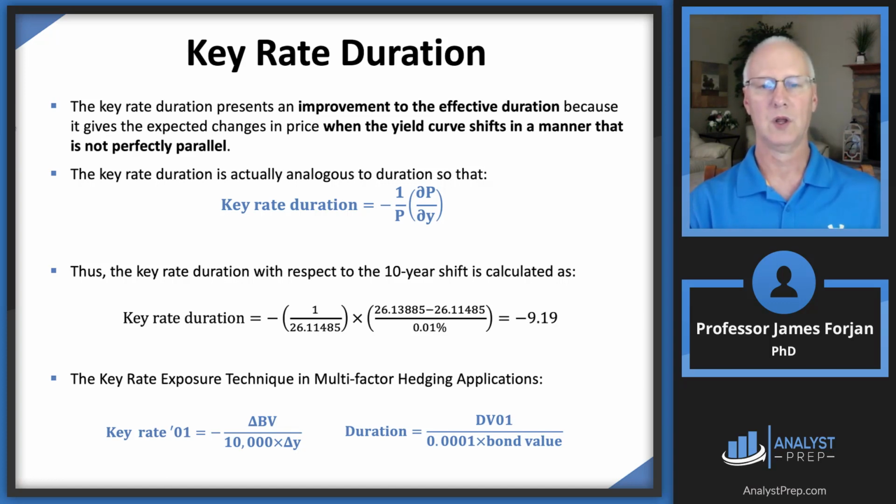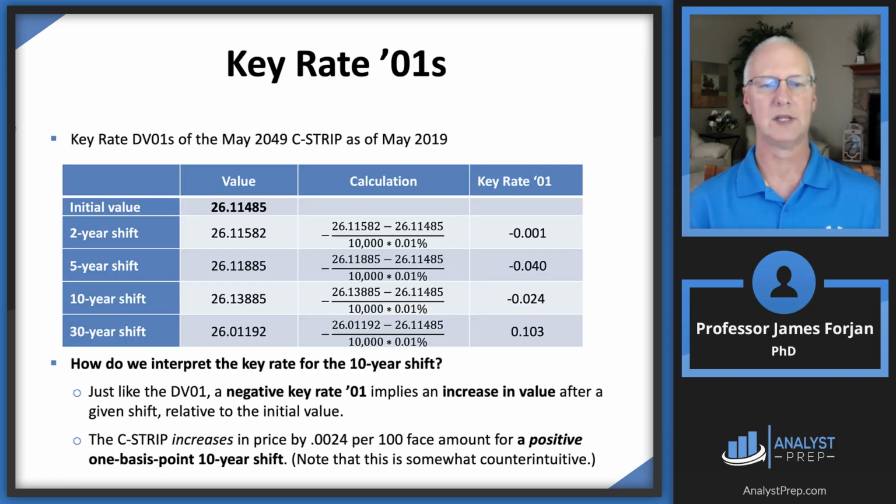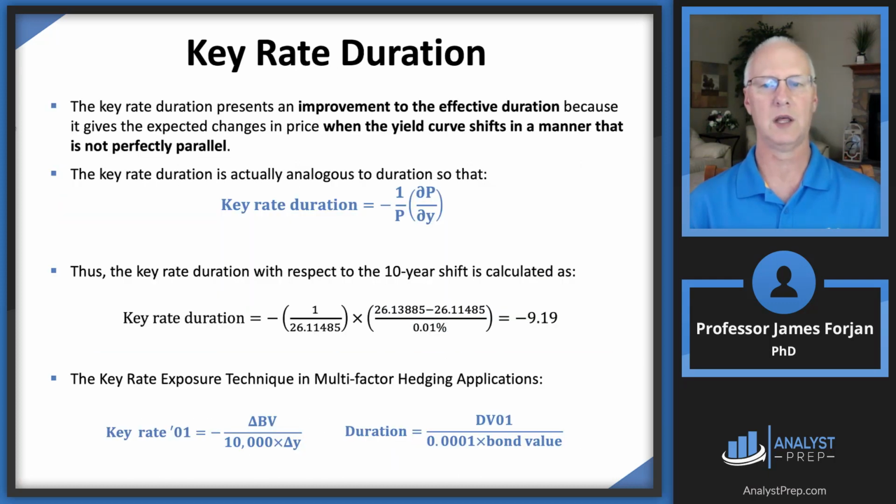And so I think I've done this for, which one is that? Going back here, that's the 10-year. That's the 10-year shift. So there are the 2 prices, right? The 26.13 and the 26.11, right? So you get a key rate duration of 9.19. And those bottom formulas there kind of remind you of the relationship between and among these concepts, some of which we talked about in the previous chapter, some of which we're just doing right now.